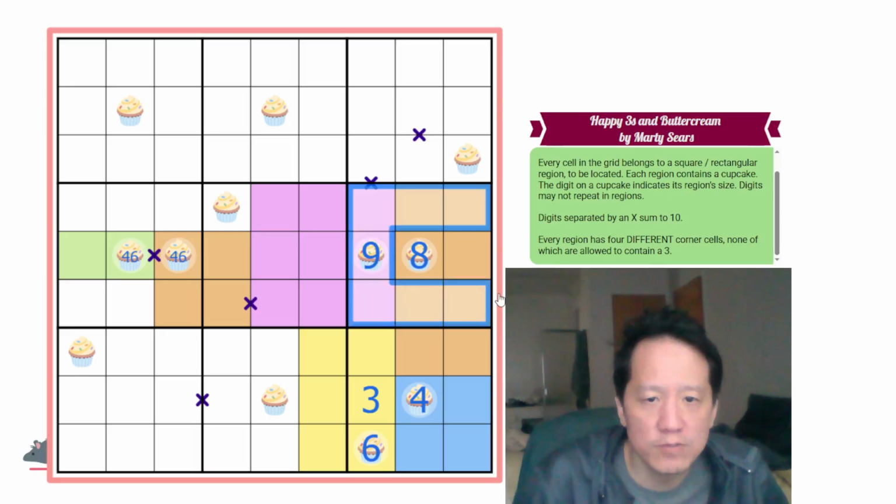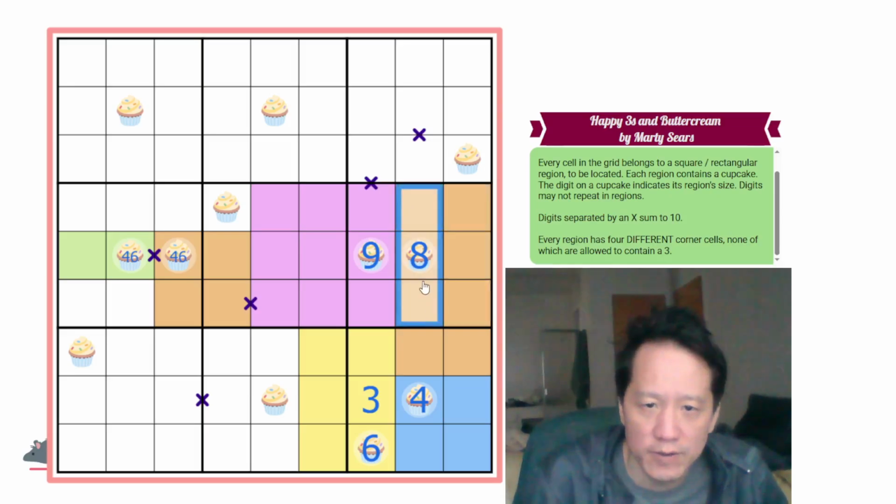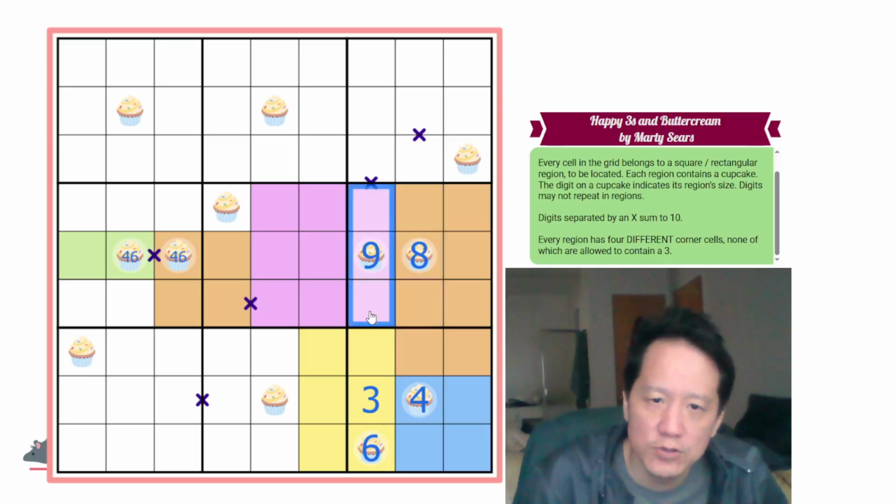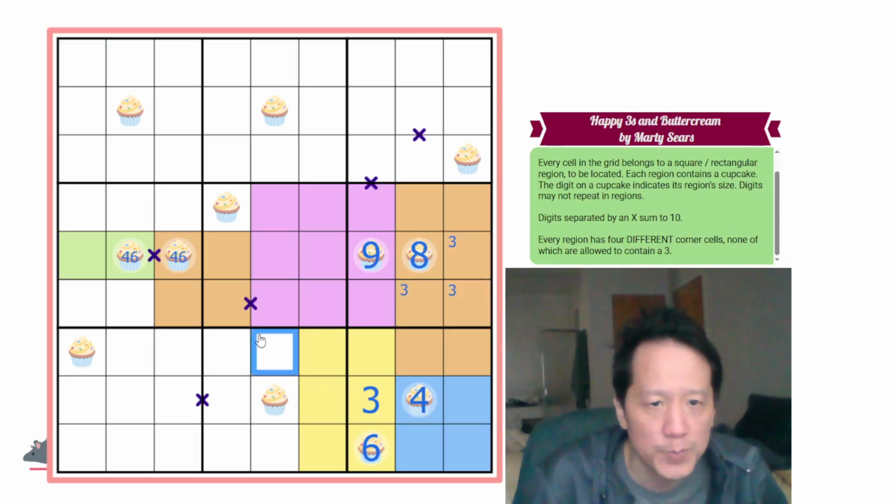What about box 6? These are corner cells, so they can't be 3. These are corner cells, so they can't be 3. But these are, these are corner cells. This is a corner cell. So 3 could be any of these 3. These are corner cells. These are corner cells. So none of those could be 3. So one of the 3s is here.